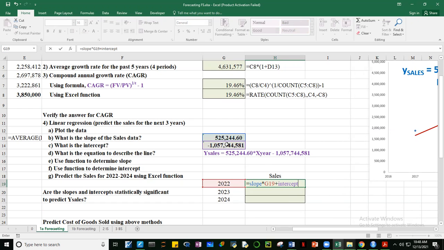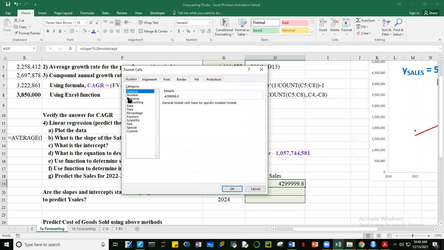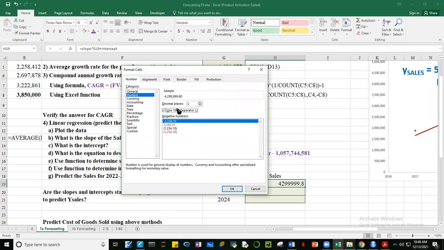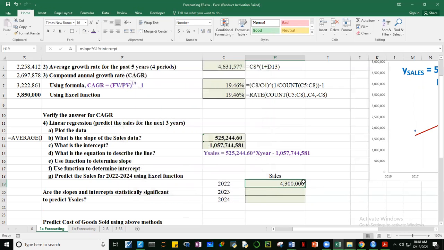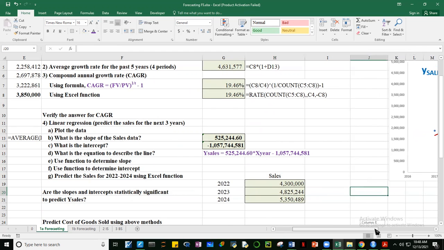Since we gave names to these, control enter. Let me remove the decimal places. So this is your predicted sales for 2022, 2023, and 2024. That's our predicted sales.